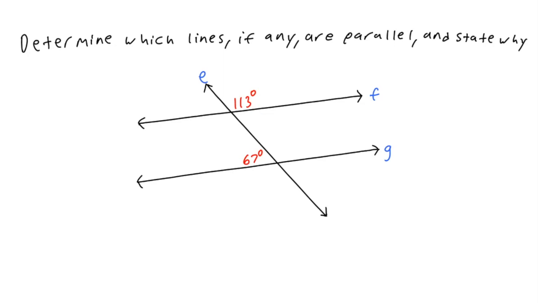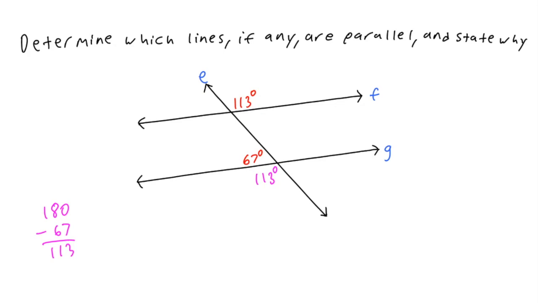There are a bunch of different things you could do, but what I'll do for this example is 67 degrees. Below that is another angle. With this straight line, we can make a linear pair. So if this is 67, this angle has to be 180 minus that. So we'll do 180 minus 67, and we get 113. So this is 113 degrees.